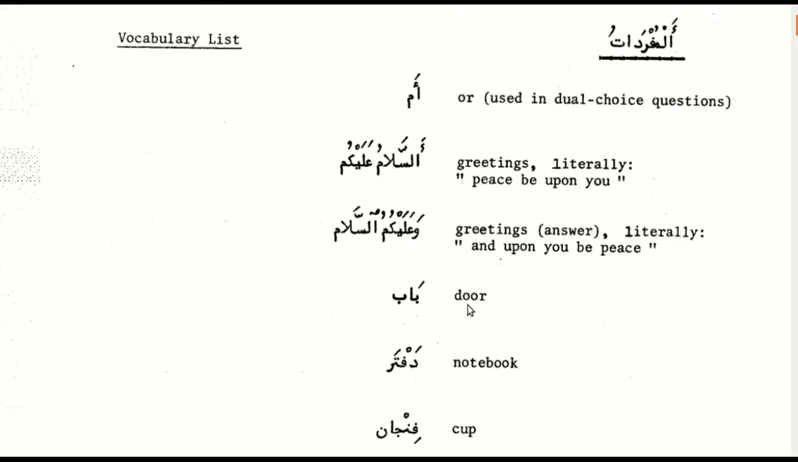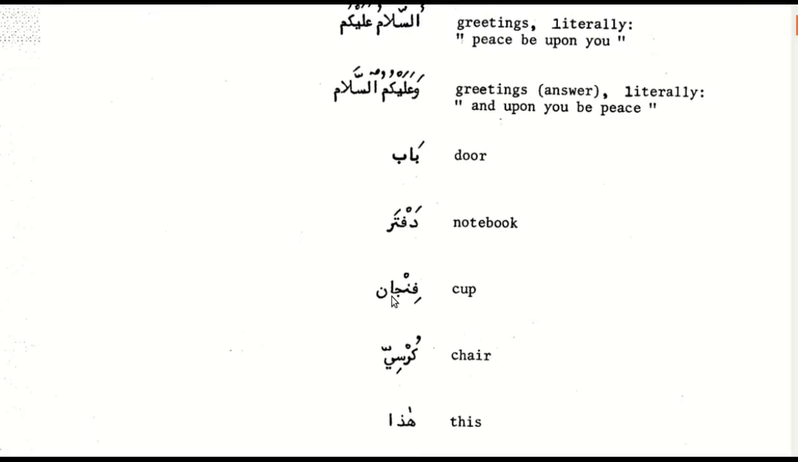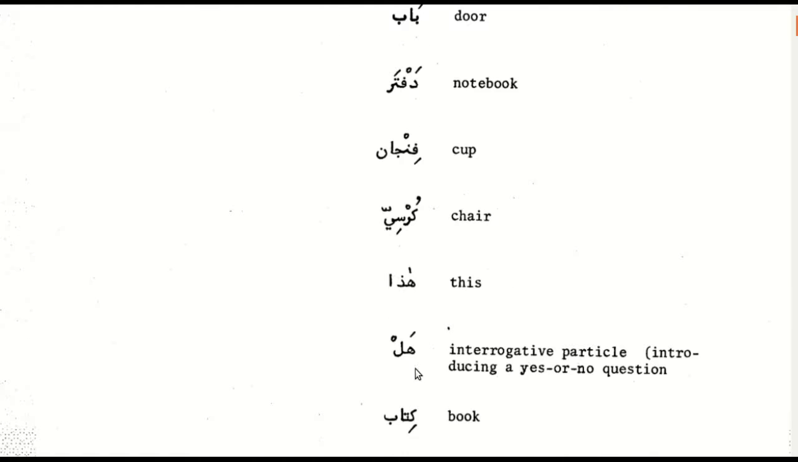Bab means door. Daftar means notebook. And then we have finjan, which means cup. Kursi means chair. Hada means this. And we use hal to make an interrogative sentence. Usually the answer would be yes or no. Okay, for this type of question we use hal.